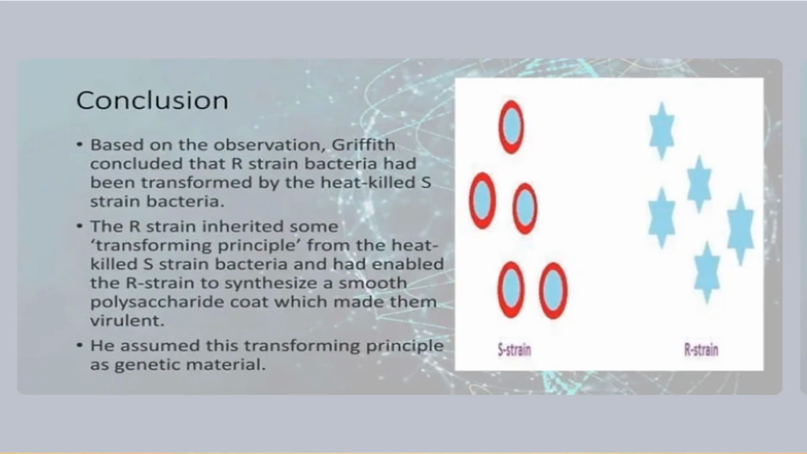So here we see the conclusions that were made by Griffith from his experiment. He concluded that there is some special type of transforming principle that is transferred from heat-killed S-strain bacteria to R-strain bacteria, and this transforming principle enables the R-strain bacteria to synthesize a polysaccharide coat, and thus they become virulent.